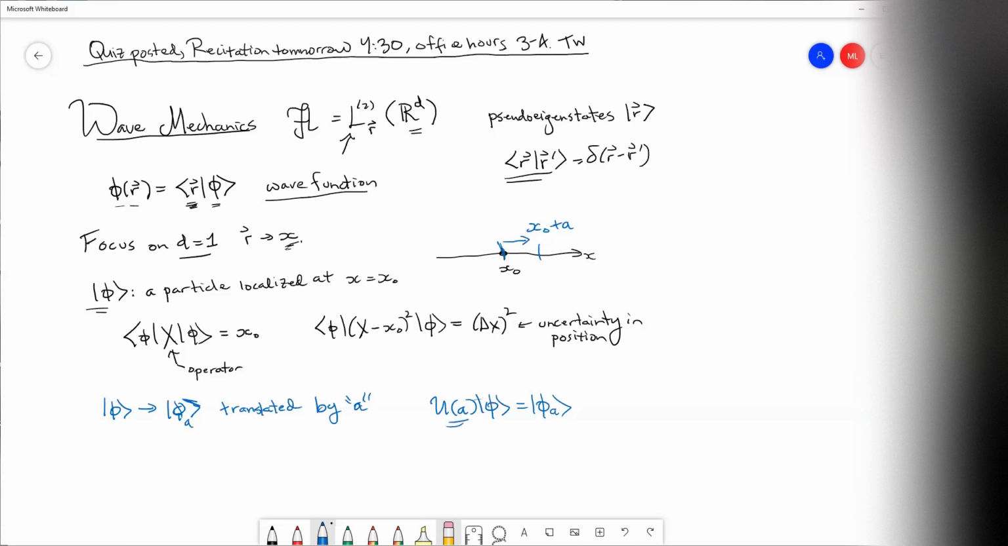And we know that if we take two translations, translating by a plus b is the same as translating by a first and then b, or vice versa. So this unitary operator depends on a parameter that satisfies this group property. So what do we know about that? What can we conclude from last class?